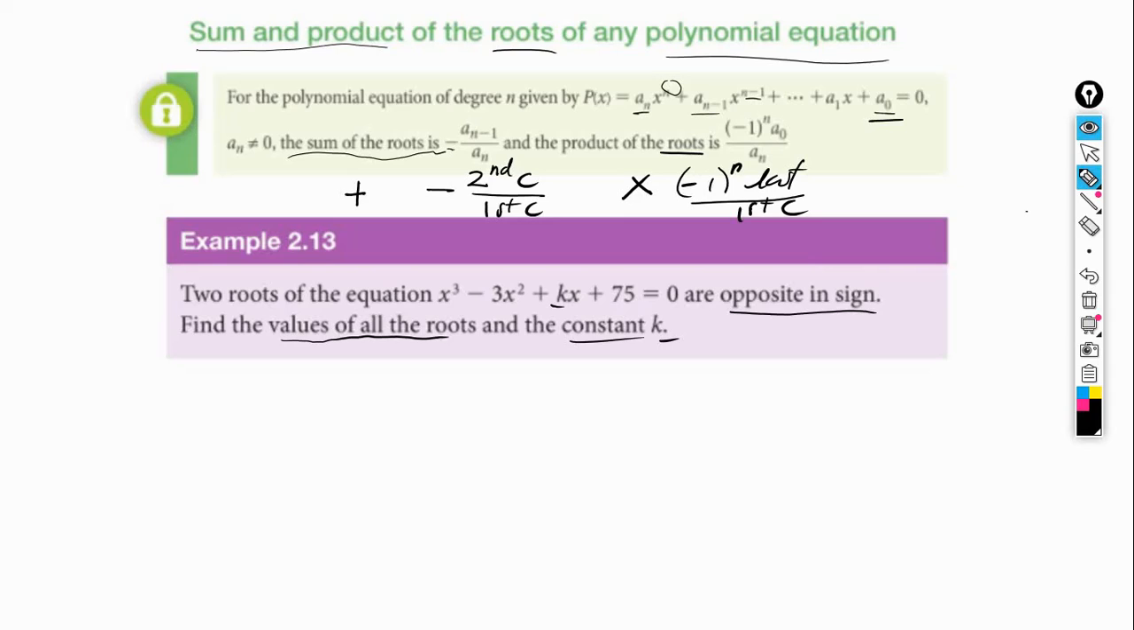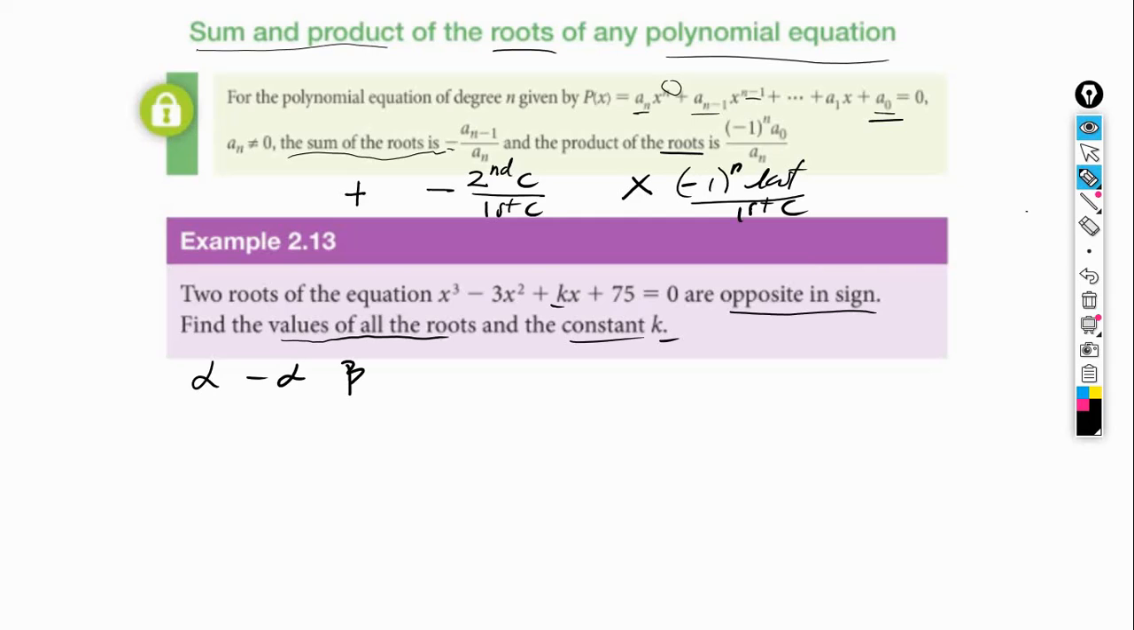Okay, so let's name the roots. Let's call the first root alpha, but it says that two of them are opposite in sign. So we could have negative alpha as the other root, and let's call the third root beta. So those would be the roots.